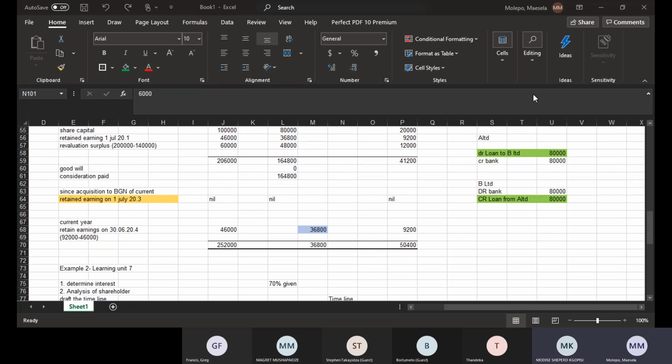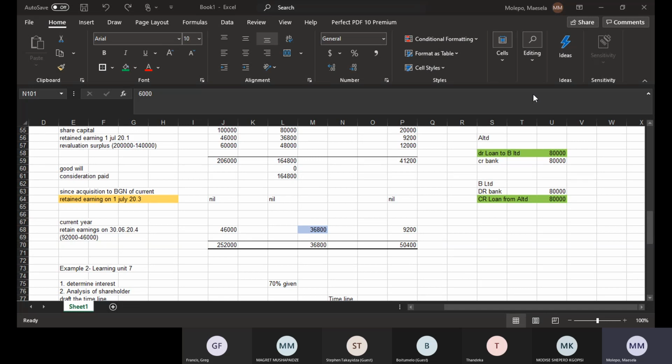Okay, that's it. So next we will be proceeding with the unrealized profit in the trade inventory. This one needs more attention, because there is no exam where you're not going to get the portion of the inventory, the portion of the depreciable assets, or the portion of a non-depreciable asset. So all in all, this learning unit 7 needs thorough attention when you are studying it.